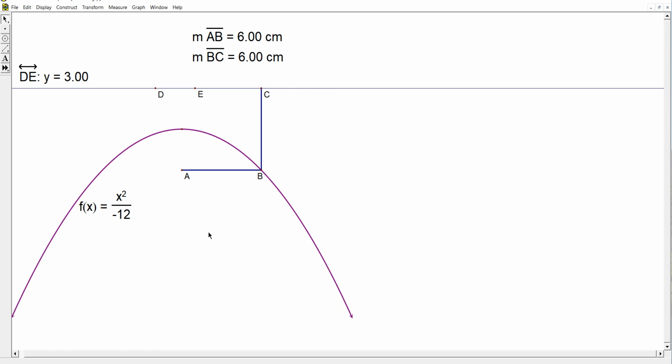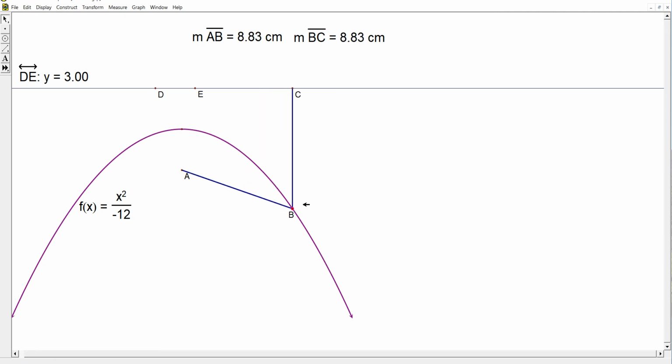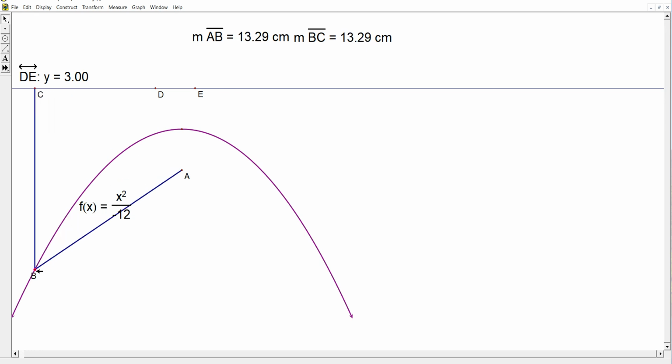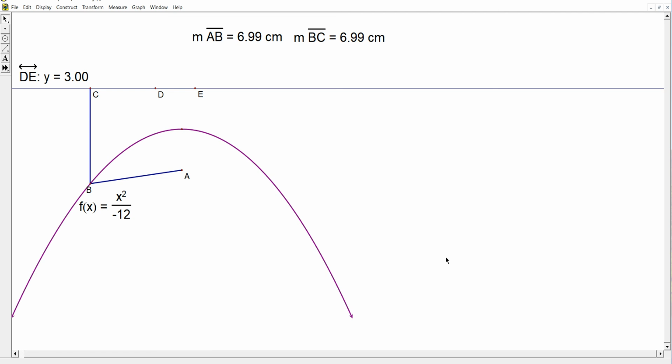Okay, so watch what happens. These two numbers at the top are going to change. You click B, drag it, and notice what happens as I drag it. The distance from A to B and B to C always stays exactly the same, no matter where you put it. Put it anywhere you want. And that's what makes something a parabola. The distance from the point to what we call the focus, and the point to what we call the directrix, those two distances are always the same. Any question on that idea?